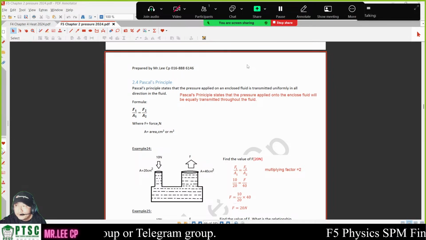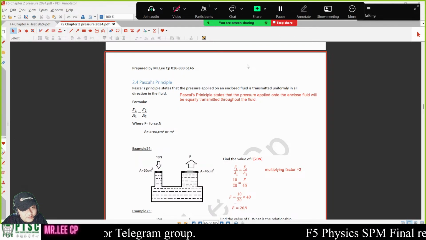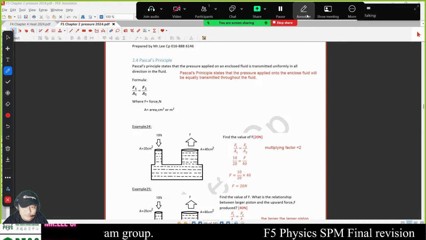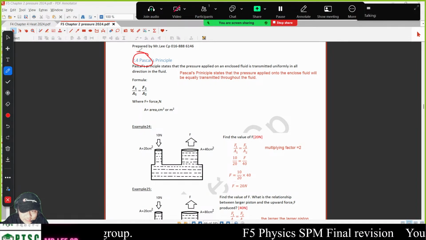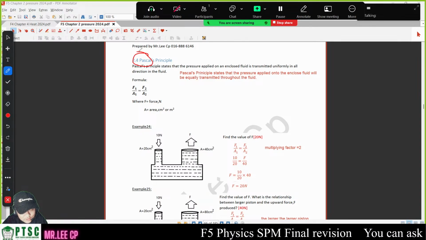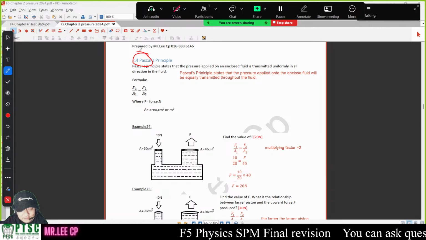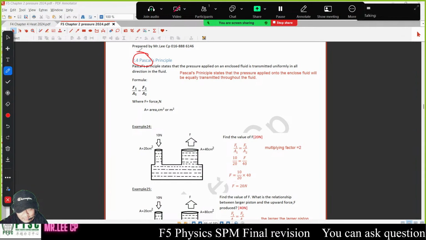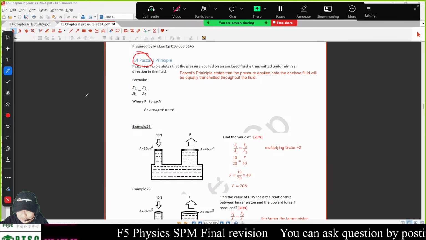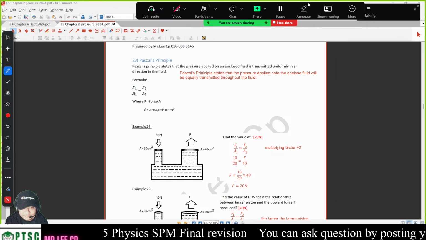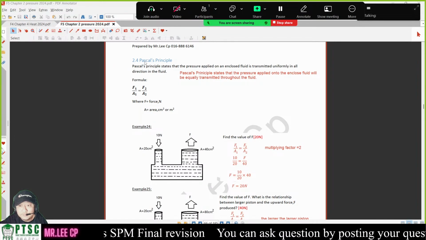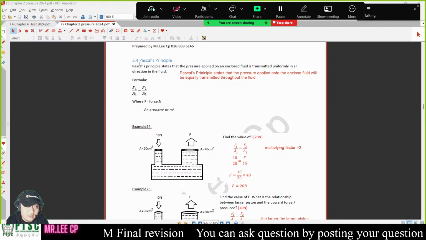Okay. Now let me tell you my prediction. This year, I think Pascal will come out. I predict pressure will come out this year in the essay. But the one that I want to predict is Pascal. So you better focus on Pascal. If you don't want to read others, you read Pascal. So hopefully you read everything in pressure.